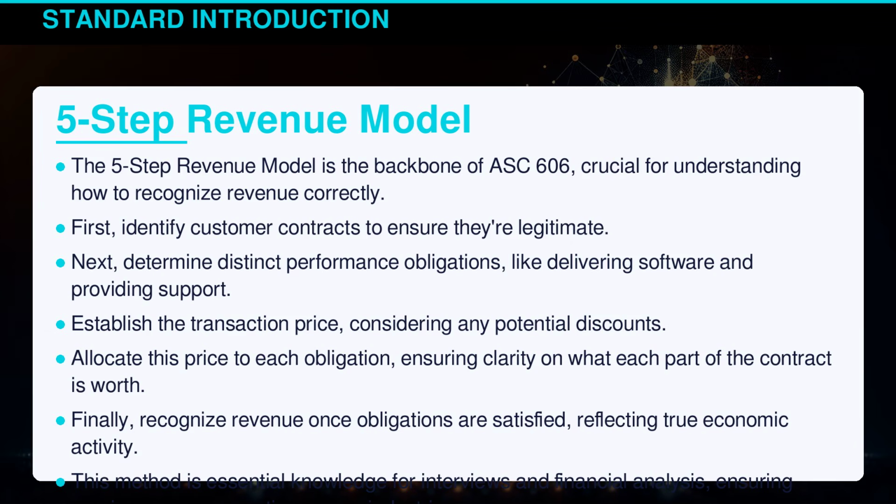The 5-step revenue model is the backbone of ASC 606, crucial for understanding how to recognize revenue correctly. First, identify customer contracts to ensure they're legitimate. Next, determine distinct performance obligations, like delivering software and providing support. Establish the transaction price, considering any potential discounts. Allocate this price to each obligation, ensuring clarity on what each part of the contract is worth. Finally, recognize revenue once obligations are satisfied, reflecting true economic activity. This method is essential knowledge for interviews and financial analysis, ensuring precise revenue reporting across industries.